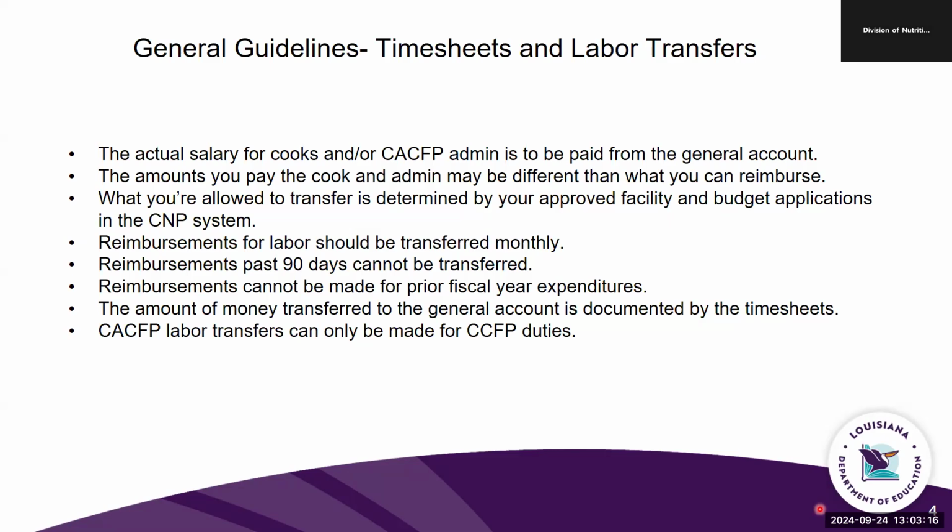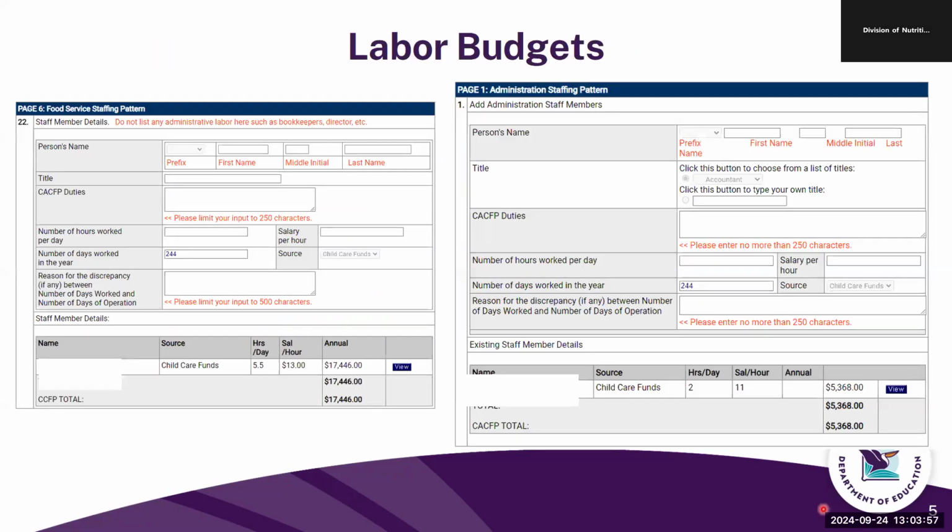What you're allowed to transfer is determined by your approved facility and budget applications in the CNP system. Your reimbursements for labor should be transferred monthly. If you're going to transfer any labor, you should be doing that monthly. Reimbursements past 90 days can no longer be transferred. Reimbursements cannot be made for prior fiscal year expenditures. The amount of money transferred to the general account is documented by the timesheets. That's their purpose. And labor transfers can only be made for CACFP duties.